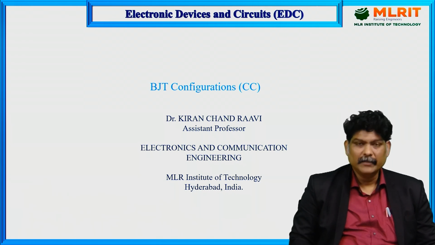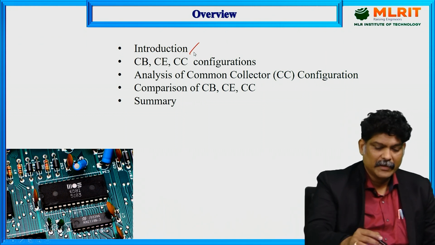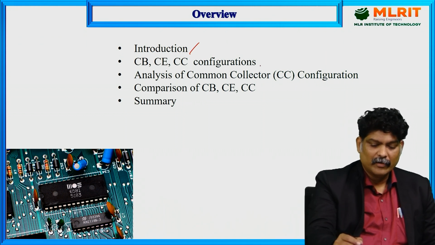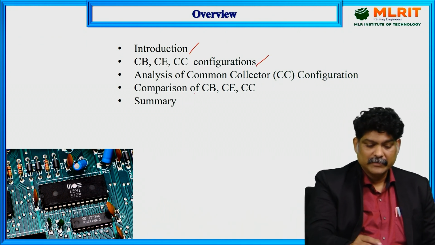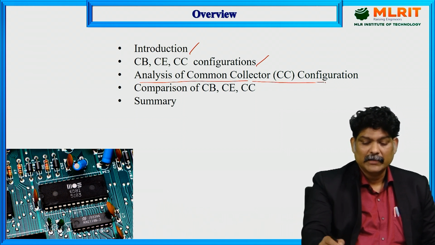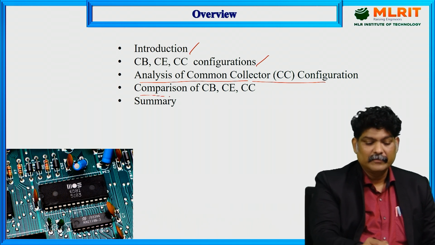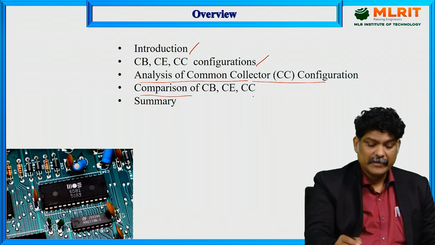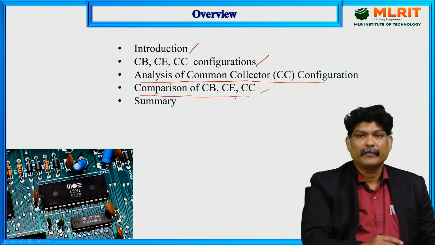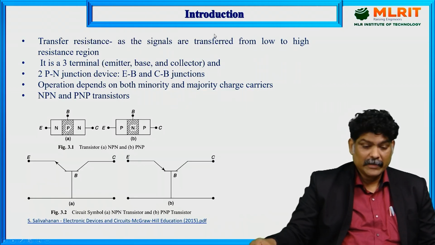So let us see the overview of today's presentation. We start with the introduction and different configurations of the BJT, and particularly we will mainly focus on analysis of the common collector configuration, the CC configuration. After that we'll study a comparison of common base, common emitter and common collector, and conclude with a summary. So let us start with the introduction.